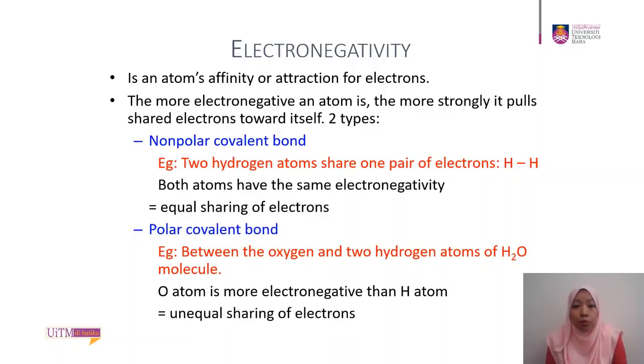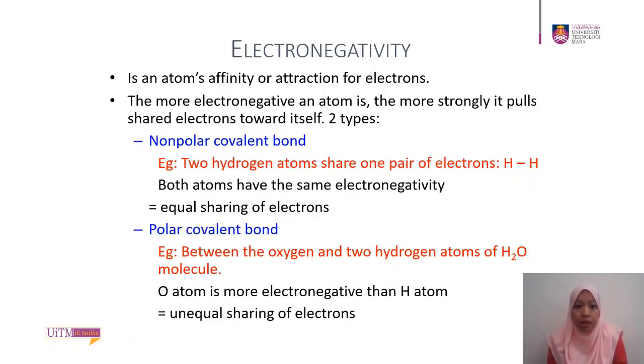Okay, next, we move on to electronegativity. What do you mean by electronegativity? It's the atom's affinity or attraction for electrons. Whether the atoms like electrons. So when atoms have higher affinity for electrons, that means they love the electrons. Okay, so the more electronegative an atom is, the more strongly it pulls electrons towards itself.